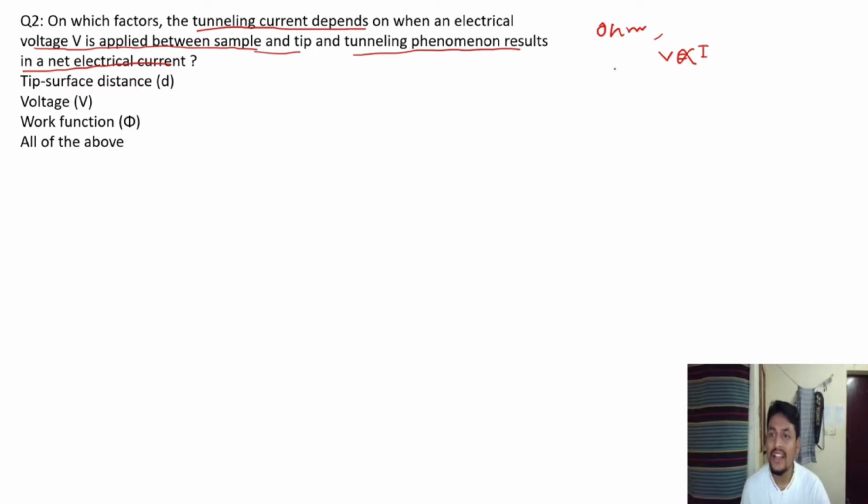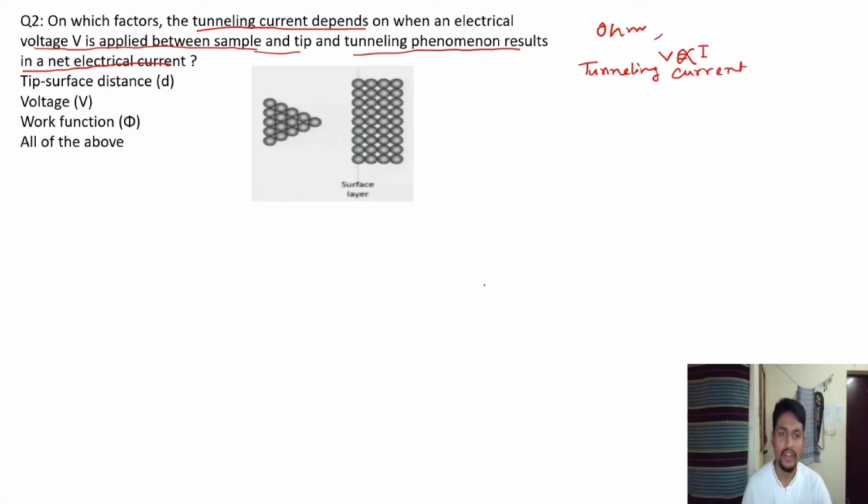But here there is no ohmic contact. Rather, it is about the tunneling current. So how is the tunneling current happening? Let's try to visualize this. This is my tip and this is the surface layer, and in between there's a gap.